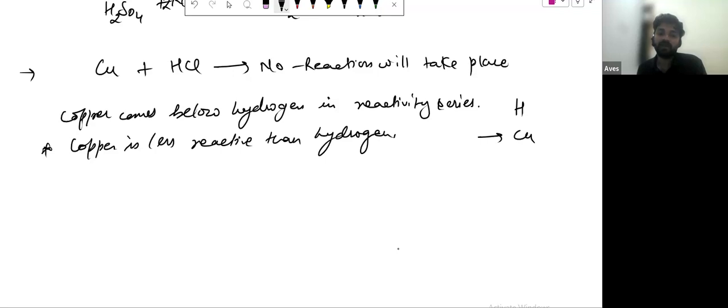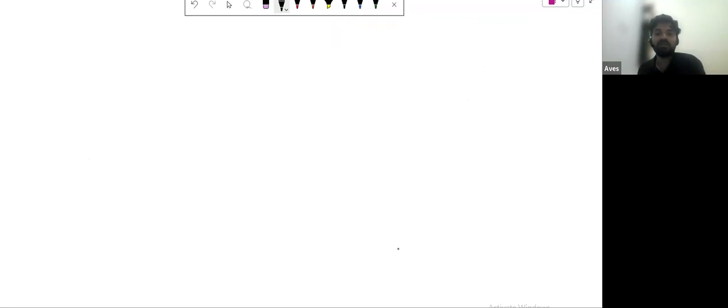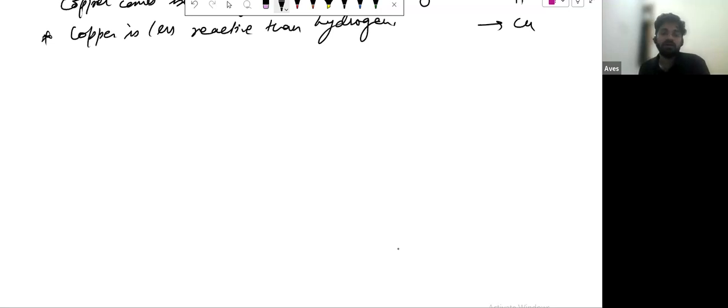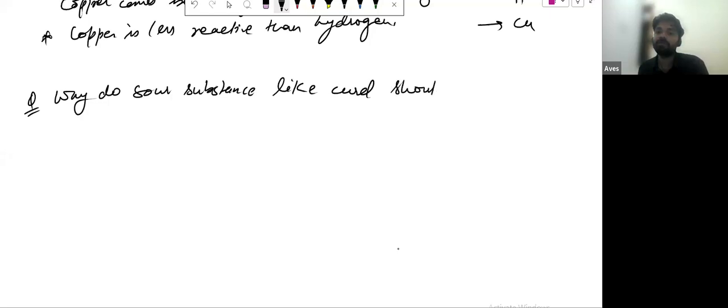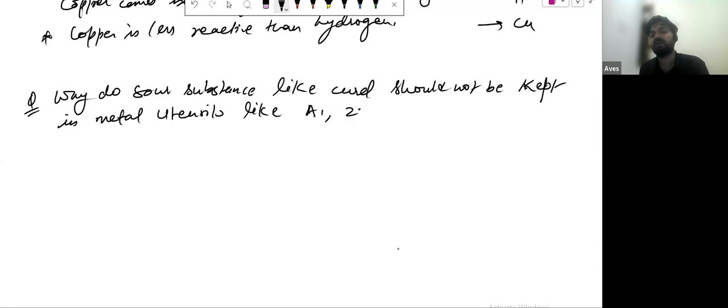Okay, got it? Now, a familiar question comes from this. Sometimes a question is asked: why should sour substances like curd not be kept in metal utensils like aluminium, zinc, copper, etc.? Why should they not be kept? Because they react with metals like copper and aluminium.